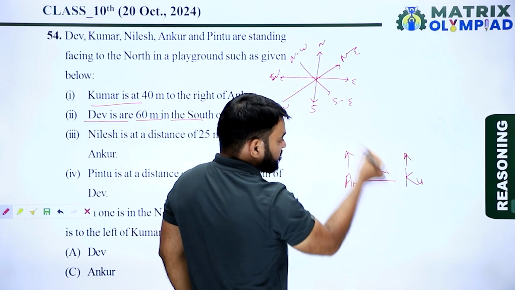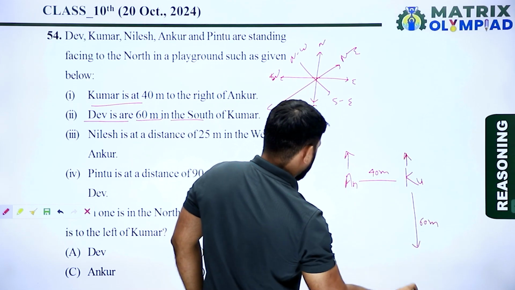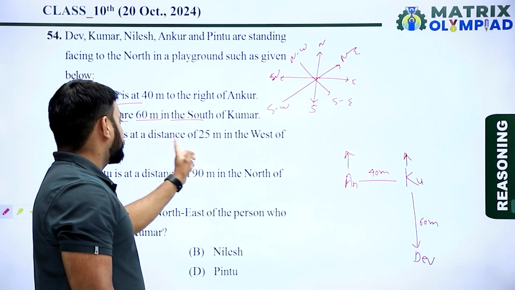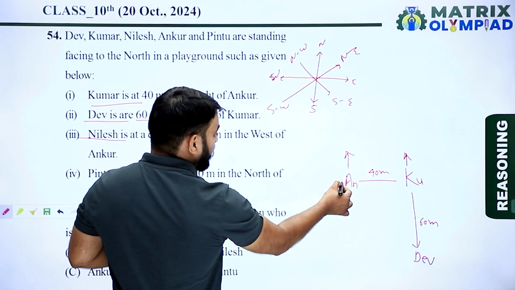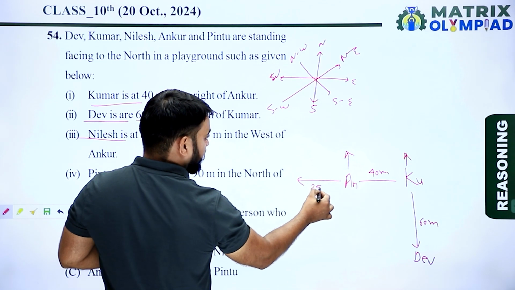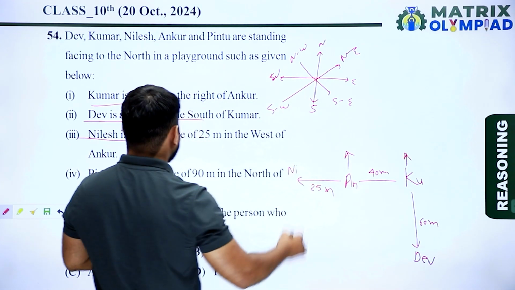कुमार का साउथ डायरेक्शन ये हो जाएगा और साउथ डायरेक्शन में 60 किलोमीटर पर देव हो जाएगा. Now Nilesh is at a distance of 25 मीटर to the west of अंकुर. अंकुर का वेस्ट इस डायरेक्शन में हो जाएगा और 25 मीटर पर नीलेश होगा.